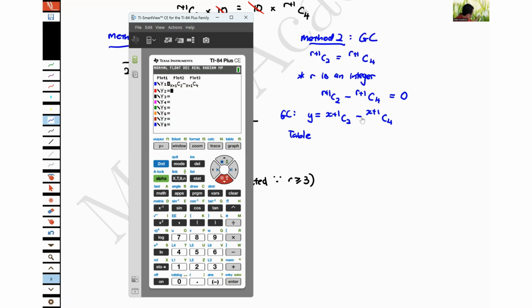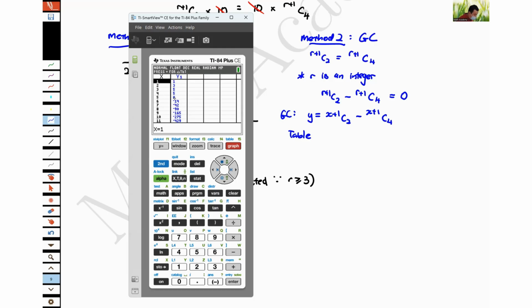By the way, where do you get your n choose r on the GC? You go for math, and it's under probability. There will be n choose r, number 3. Okay, math prob will have n choose r. So go for table. Table means you press second graph. When I press second graph, we will see that there must be that one value that will give me 0. I'm aiming for 0. So 0 occurs when your x is 5.